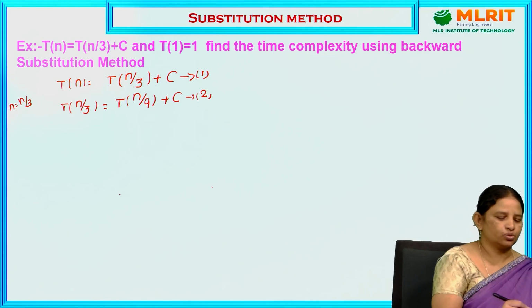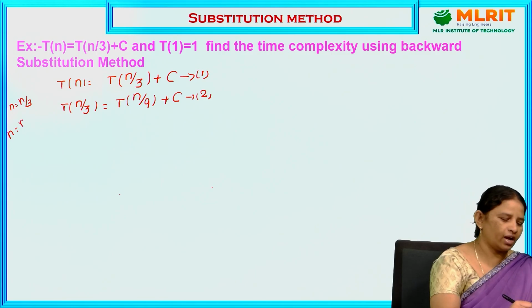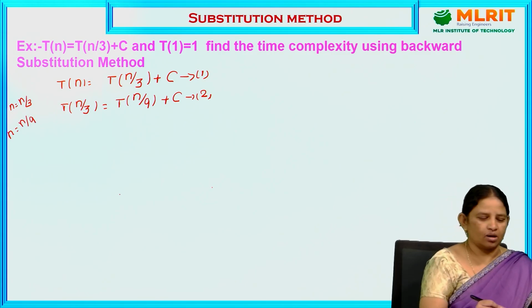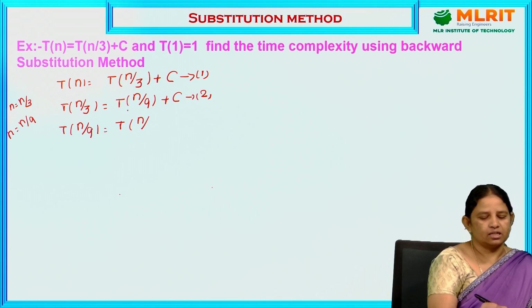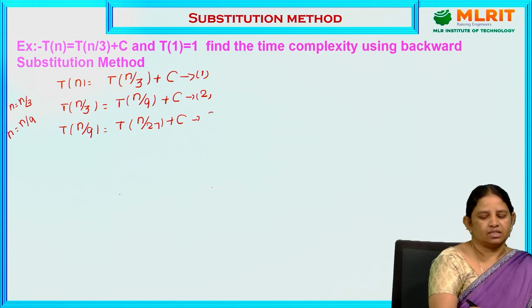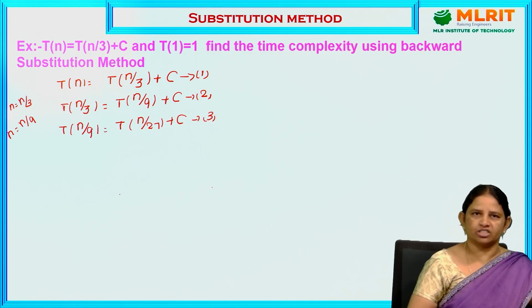We need at least 2 to 3 terms. We know n by 3, now we need to find n by 9. Substituting n by 9 in equation number 1, T of n by 9 equal to T of n by 27 plus c. That is equation number 3. Now substitute equation 2 and 3 in equation number 1.